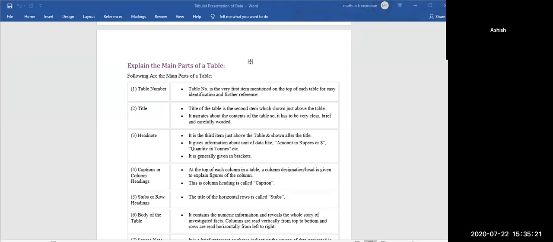So first we discussed the table number, and then we discussed the title. It is an important part of the table, right?